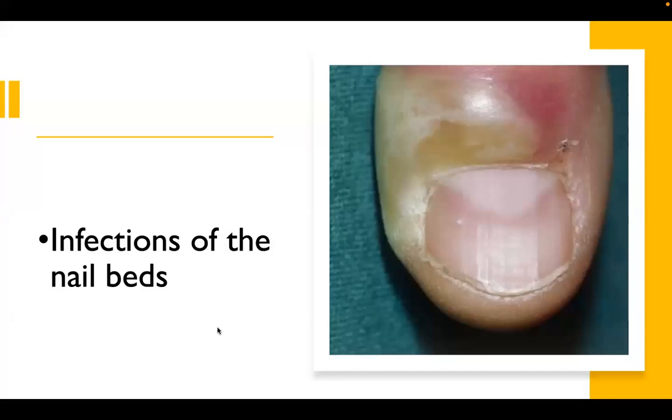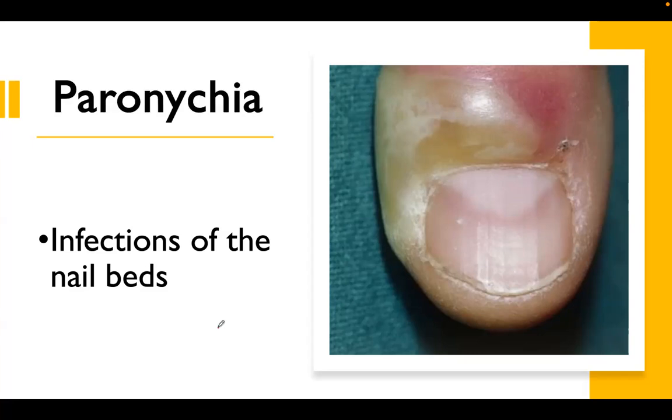Okay, onychomycosis is actually correct in a way, but onychomycosis is usually caused by a fungus. What you see in this photo is actually specifically a bacterial infection. So this is paronychia. But onychomycosis is a perfect differential diagnosis. Paronychias are specifically caused by Staph aureus.